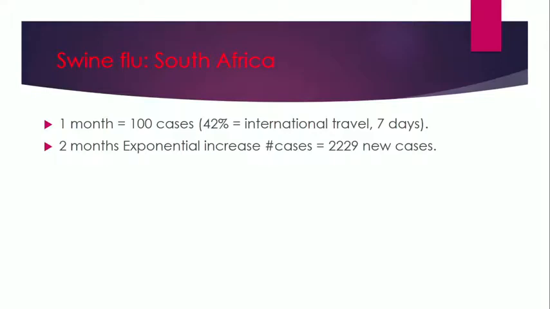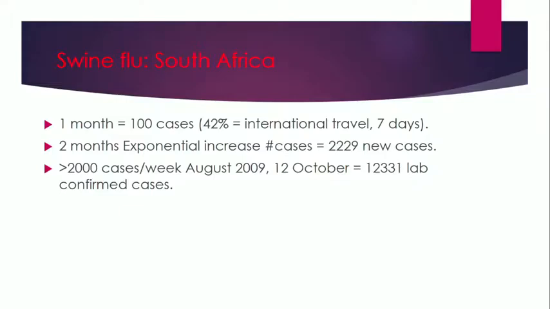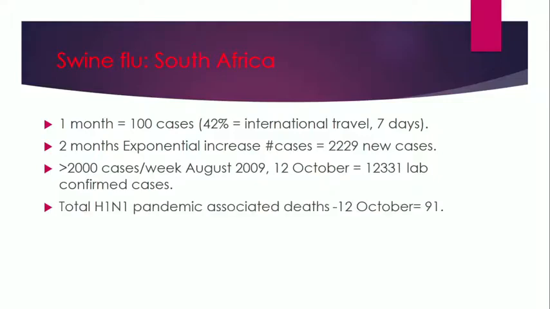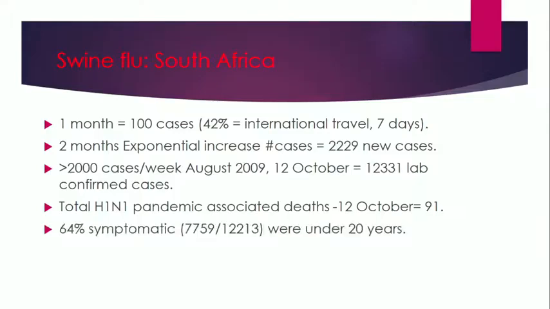Within 2 months, on the other hand, there was an exponential increase in the number of cases. So 2 months later, there were over 2,000 new cases. Following that, we started seeing 2,000 cases a week by August 2009. And by the 12th of October, we had close to 12,500 lab-confirmed cases, just showing how quickly this spread. There were deaths in the country, around 91, and these were mostly associated with certain conditions. These were pregnant women and also people with various other health-associated ailments.